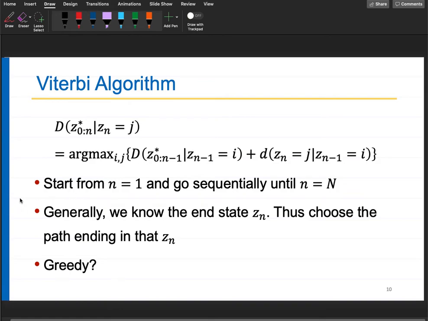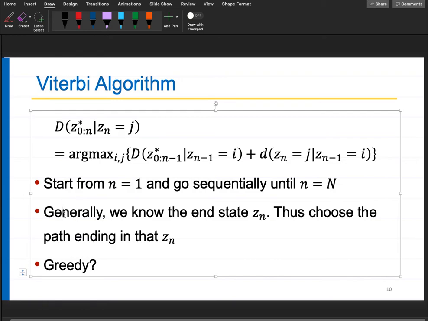So the basic idea is to start from n equal to 1 and go sequentially until n equal to capital N, and using this formula, basically tracking k number of paths simultaneously. Generally what happens, we know the end state Zn. Thus, finally when you reach capital N and you know your end state, then you can eliminate the other paths and just take the final path, which is your desired path.